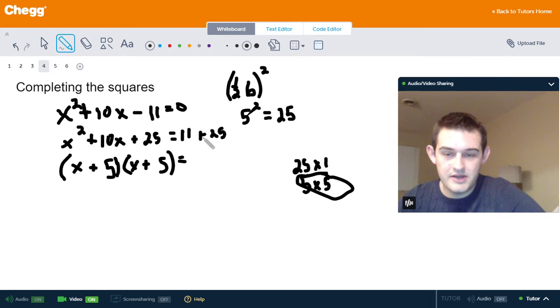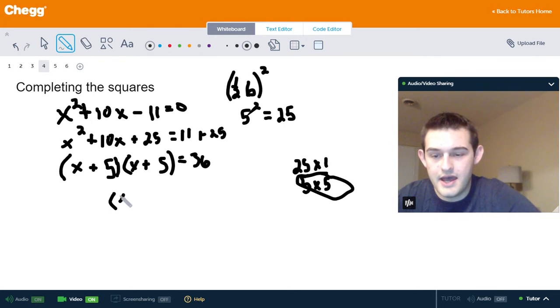On this side, I can go ahead and add these and get 36. Okay, so now because I have x plus 5 times x plus 5, that's the same as saying x plus 5 squared. So I can rewrite that and get x plus 5 squared is equal to 36.